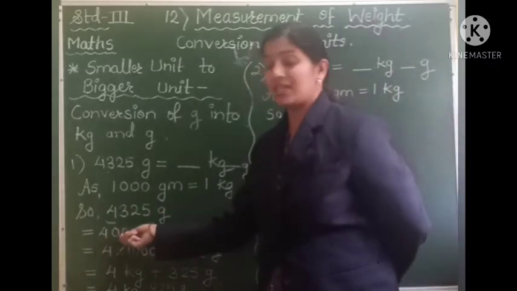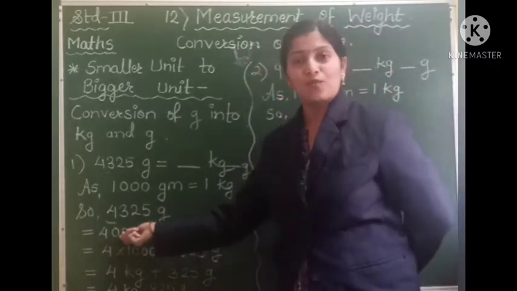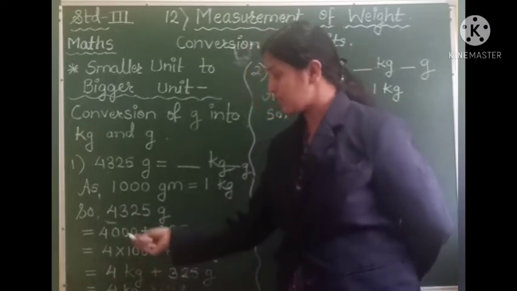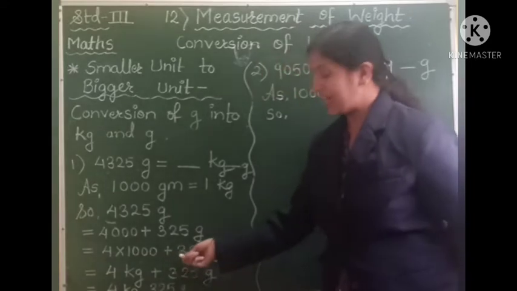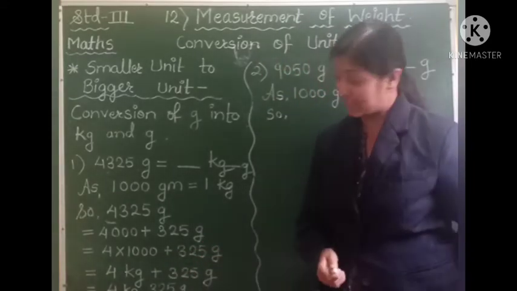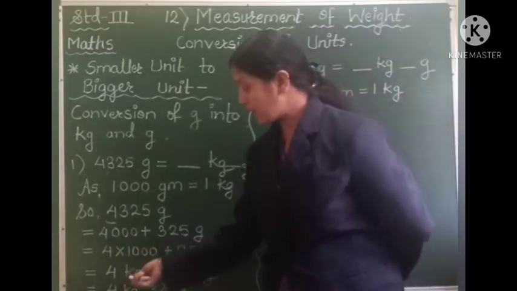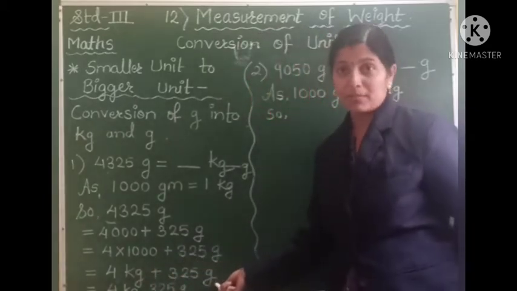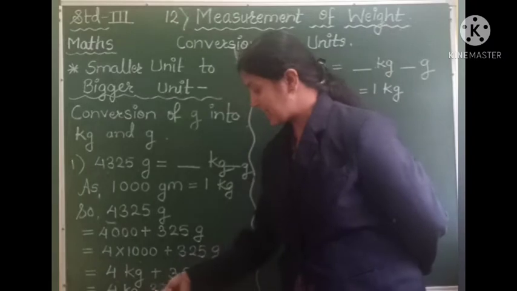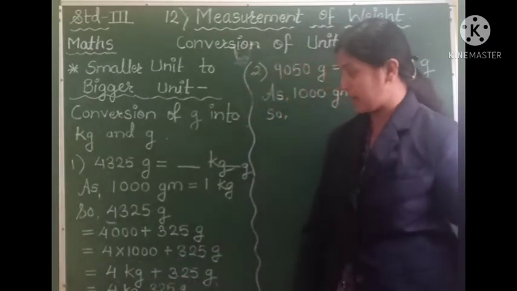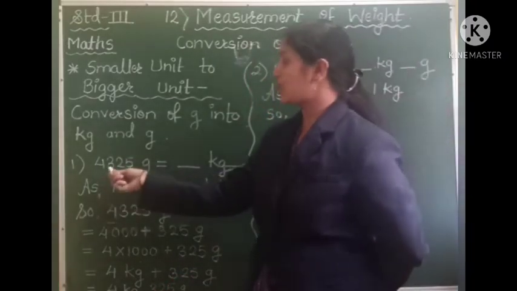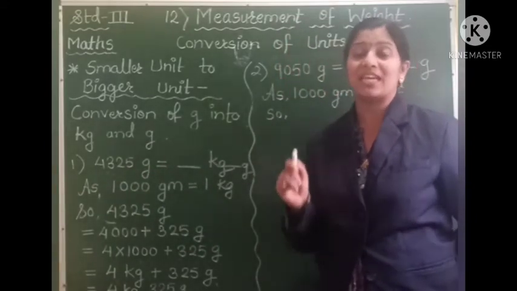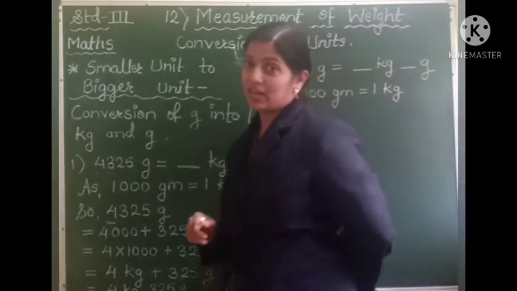So 4000 means 4 kgs, right? So 4 into 1000 is 4000 plus 325 grams. So we write it 4 kg plus 325 gram. It means 4 kg 325 gram. So the answer to 4325 grams is 4 kg 325 grams.